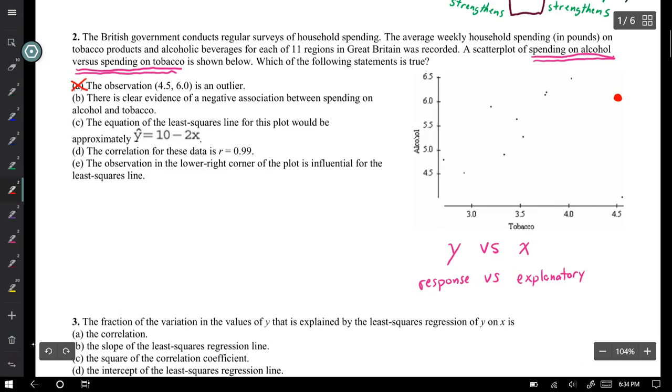There's clear evidence of a negative association between spending on alcohol and tobacco. Well, I erased it, but I drew my line of best fit, the estimation. That looks like a positive association, so I'm not going with B.